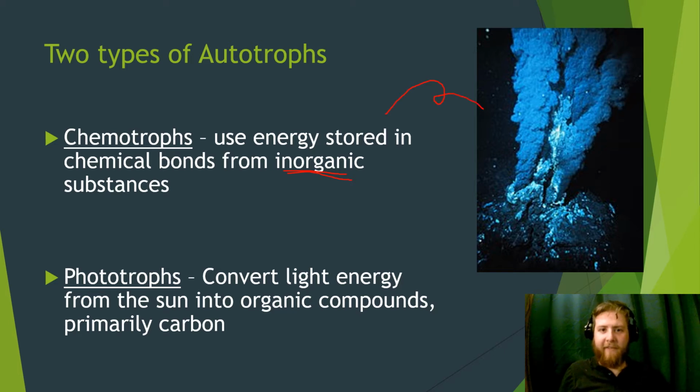This deep sea thermal vent here is a great example. There's a whole ecosystem here built on these bacteria that use these inorganic sulfur molecules to create energy. And some scientists think that this is where the first life on Earth originated, around these hydrothermal vents. The other kind is the phototrophs, and they are able to use light to create energy. Primarily, this will be from the sun.